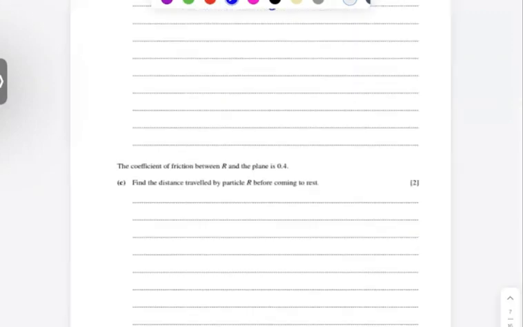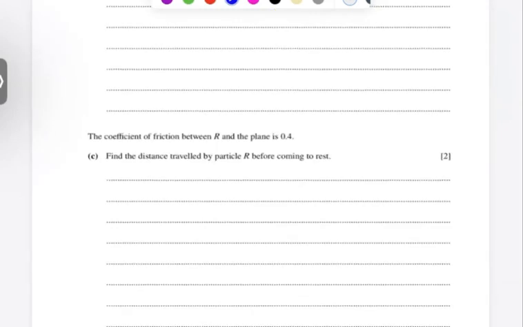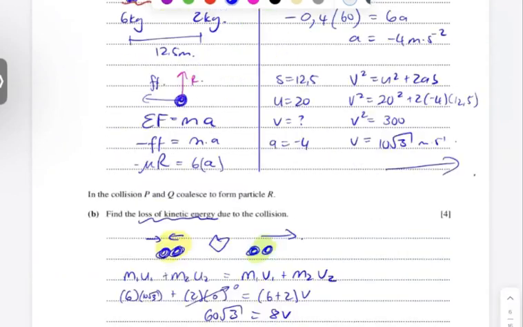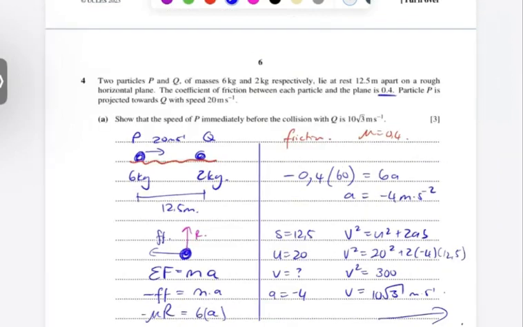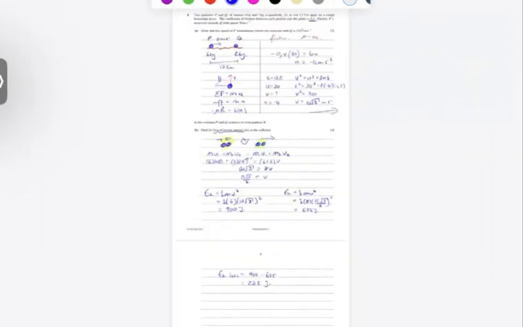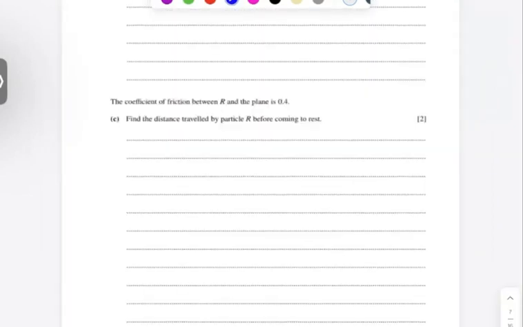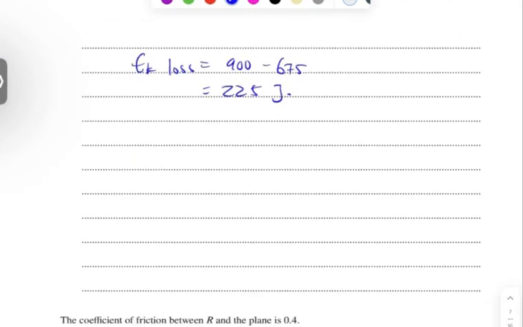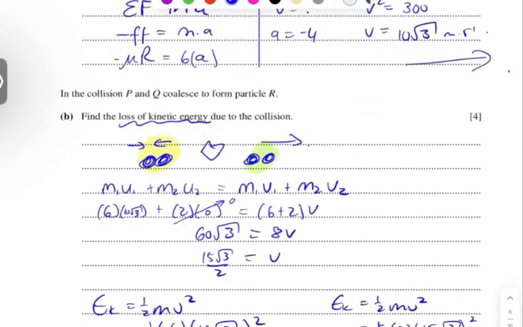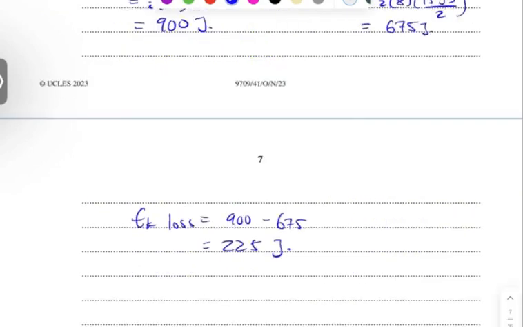The coefficient of friction between R and the plane is 0.4. Nothing's changing there. The coefficient of friction between R, so that's a combined particle, and the plane is 0.4. So they're basically just saying it's the same coefficient. Find the distance traveled by R before coming to rest. So now this is a particle that's now coalesced. It's heading off at a speed of 15 root 3 over 2.